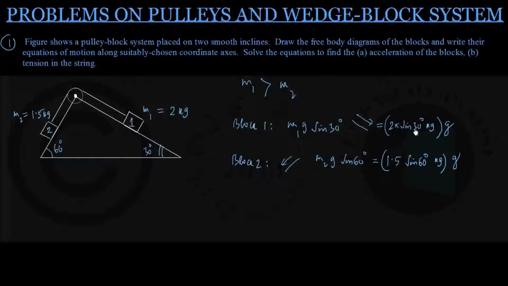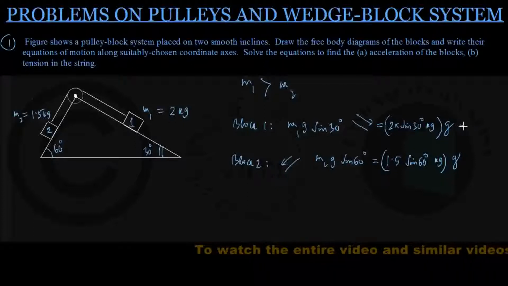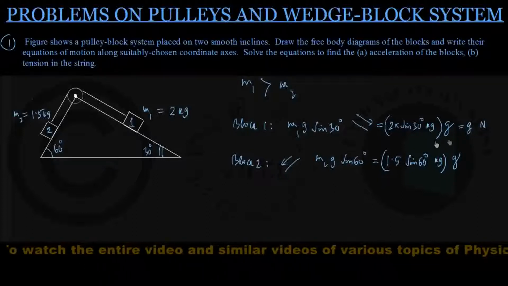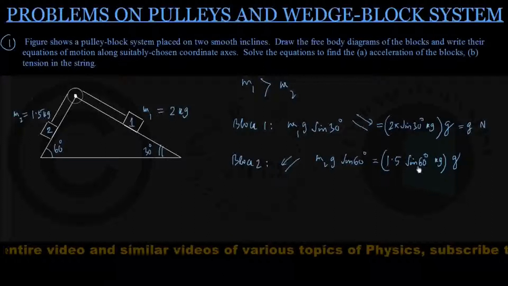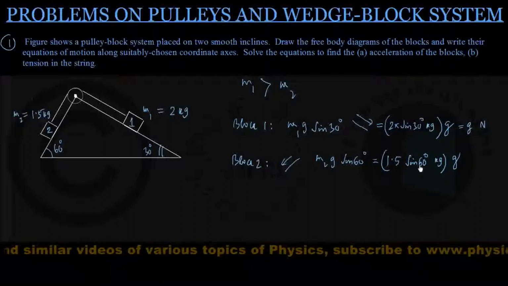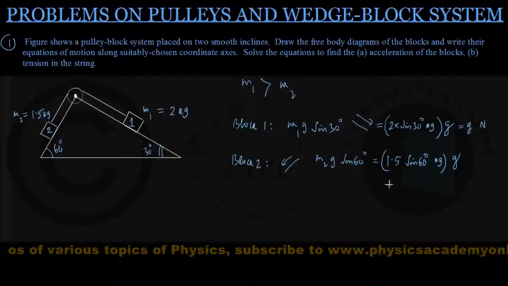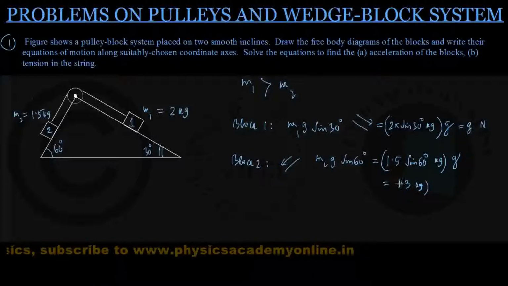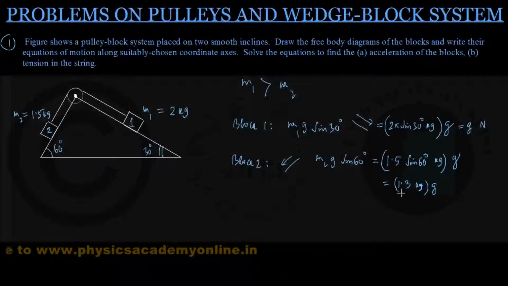Go for a quick calculation and show that this quantity in the bracket is coming out to be just 1 kg. Sine 30 is half, so this is 1 kg, and this whole quantity is numerically equal to g, in newtons. Of course, g is the value of 9.8. On the other hand, sine 60 being greater, that is root 3 by 2, this quantity is coming out to be roughly about 1.3 kg into g. So you can easily see here that m2g sine 60 is numerically greater than m1g sine 30 degrees.